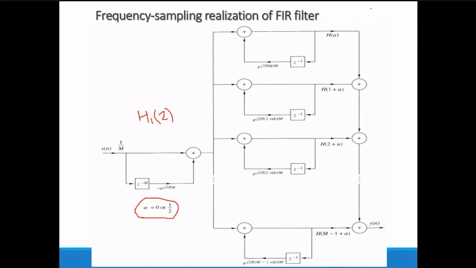Whatever the second part, that is H2(z), as we have seen, represents a type of filter bank. The first coefficient is H of alpha and the multiplier is e raised to j 2 pi alpha by M, delayed by z inverse. In the second case we take 1 plus alpha, then 2 plus alpha, up to the last value H of M minus 1 plus alpha. This is the implementation of the frequency sampling structure, or frequency sampling realization of an FIR filter. H1(z) is implemented like this, and H2(z) with the parallel bank of filters.